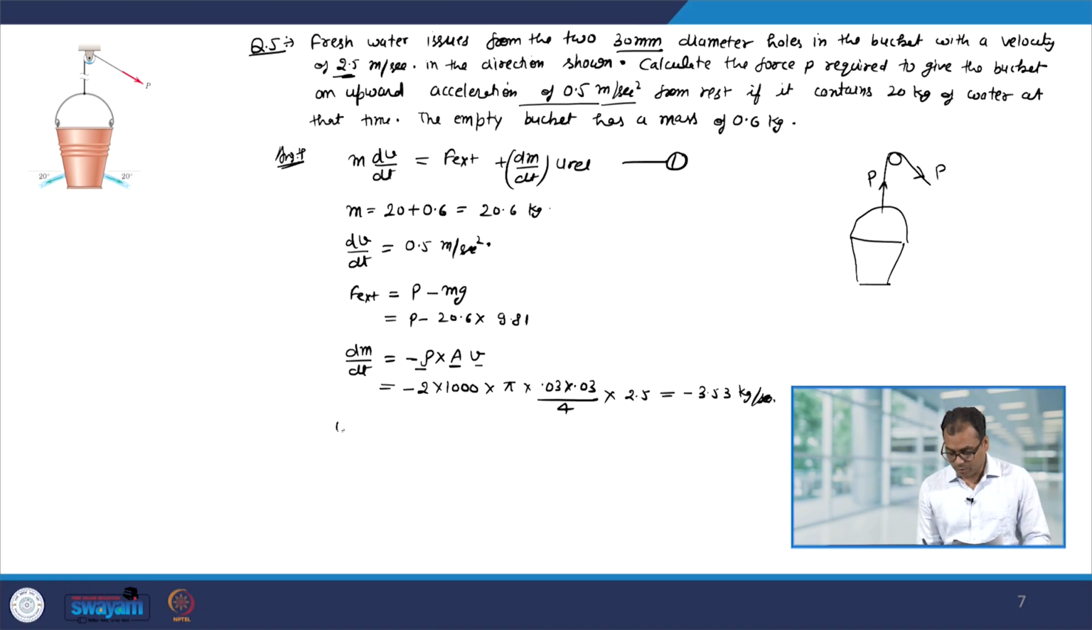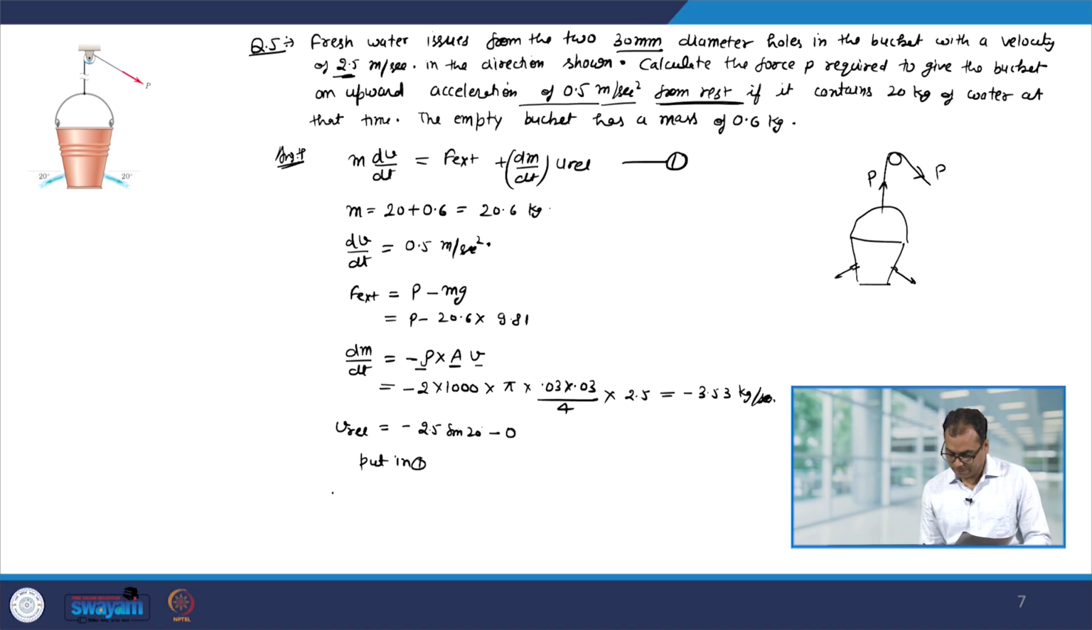Now, let us calculate the V relative along the y direction. Along the y direction, the velocity of the water is minus 2.5 sine 20 degree, minus the velocity of the bigger mass, which is the bucket here. Note that initially the bucket was at rest, so minus 0.